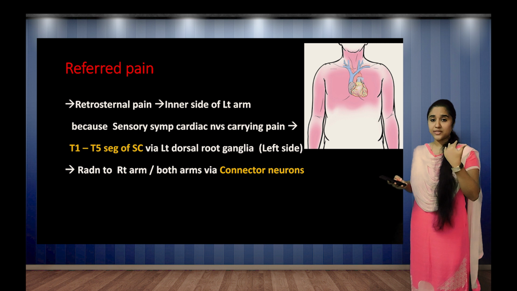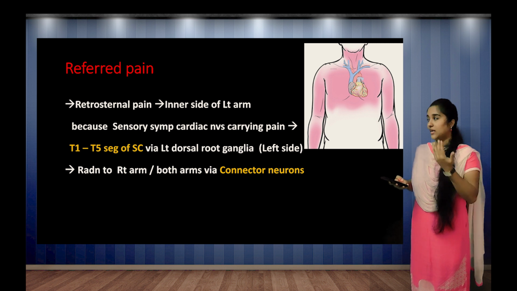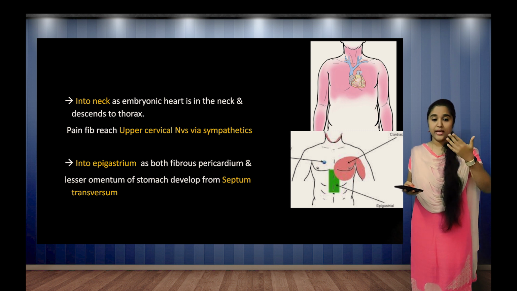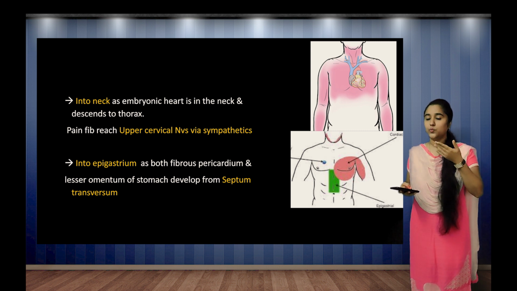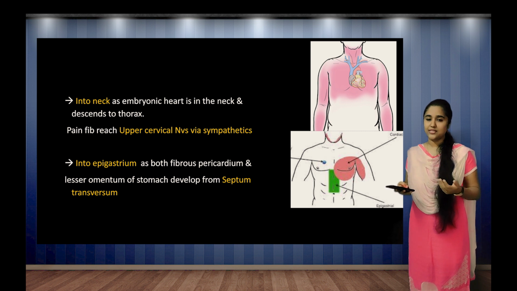Similarly, sometimes there will be some connector neurons connecting these segments of the opposite side. That can lead to pain radiating to the right side. Now, sometimes the pain can radiate to the neck. Initially, the embryonic heart was in the neck and later descended to the thorax. So, these pain fibers can also reach the upper cervical nerves via the sympathetics. That's why the pain occurs in the jaw.